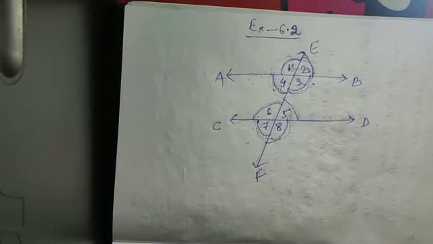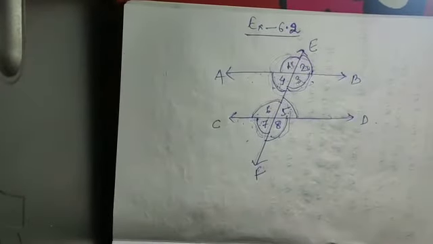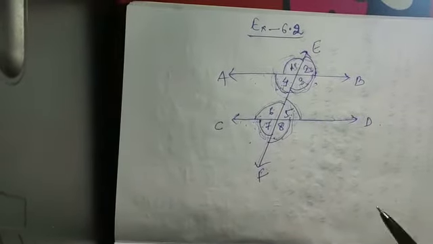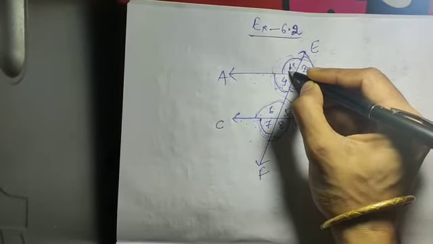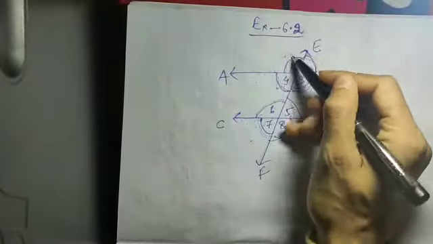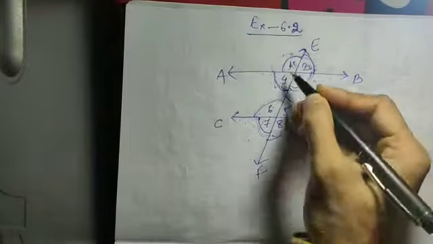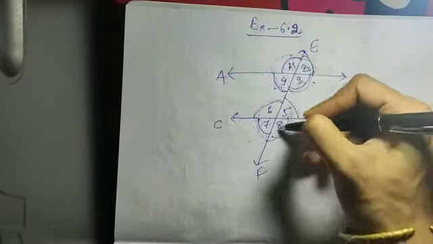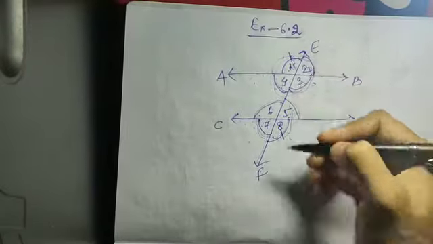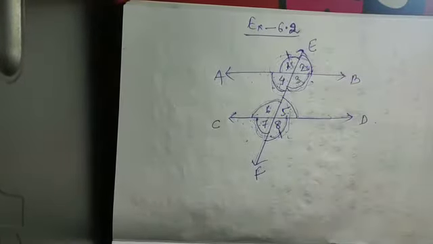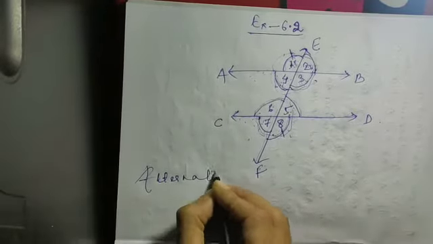Done? Now, when these two lines are parallel and EF is the transversal, the conditions are: this 1 is an exterior angle on this side of the transversal, and this 8 is an exterior angle on the other side of the transversal. These two are alternate angles. 1 and 8 are alternate angles. These two are equal: 1 and 8 are equal because they are alternate angles.